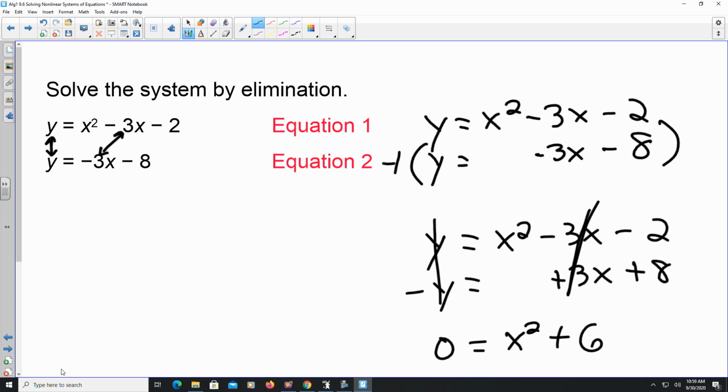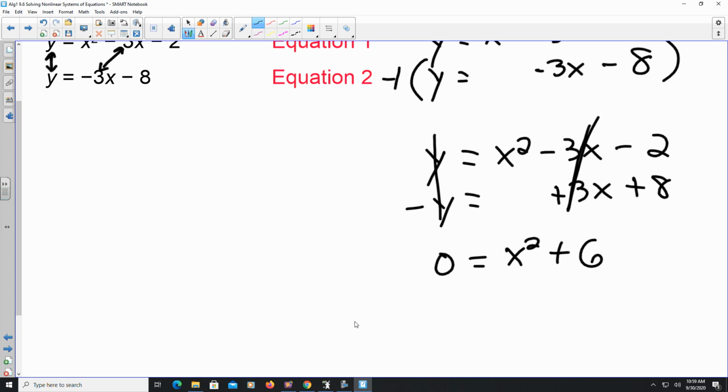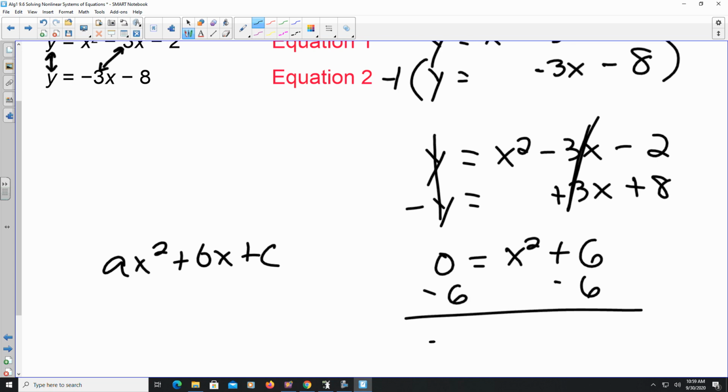So what I have is a situation where, in the grand scheme of things, ax squared plus bx plus c, b is 0. So since b is 0, I can solve this using the square root. I can subtract 6 from both sides. I get negative 6 equals x squared. I take the square root of both sides. But if I take the square root of that negative number, I get no solution.